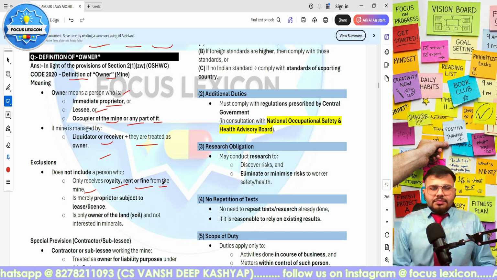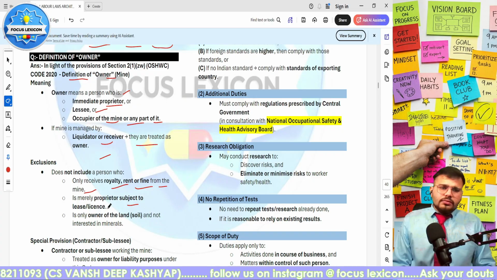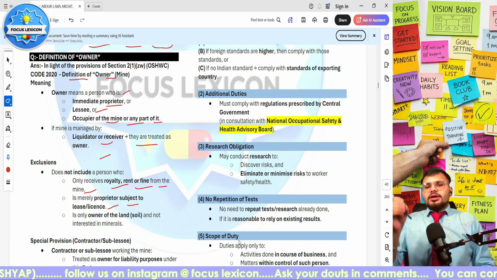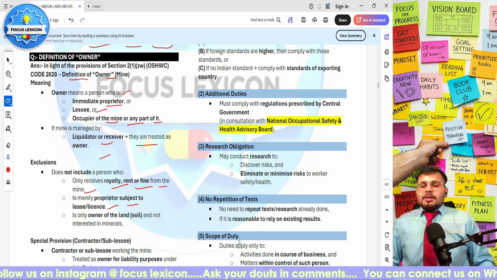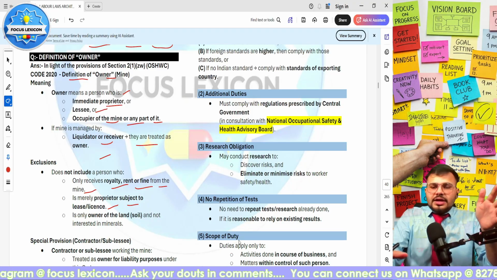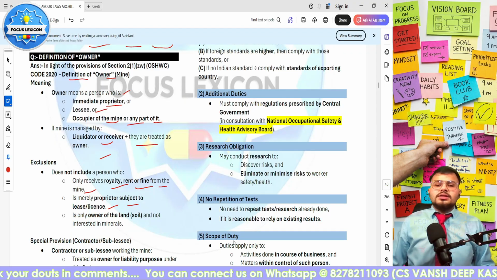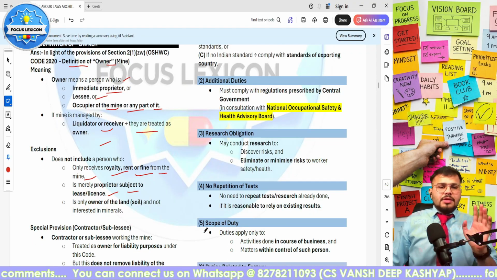Next is merely proprietor subject to lease license. That person is a proprietor and he has given his land on lease. The person who has given his land on lease, he is not the owner. The person who has taken the land on lease, that is the owner. That is the owner for the purpose of mine, for the purpose of this section.